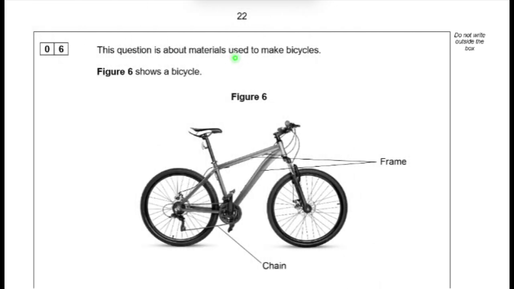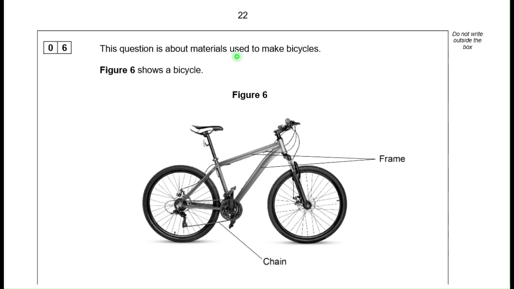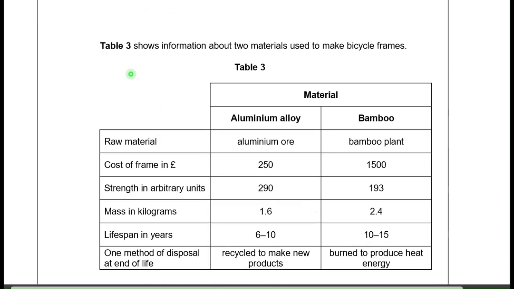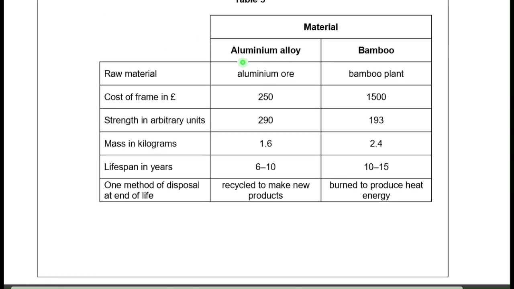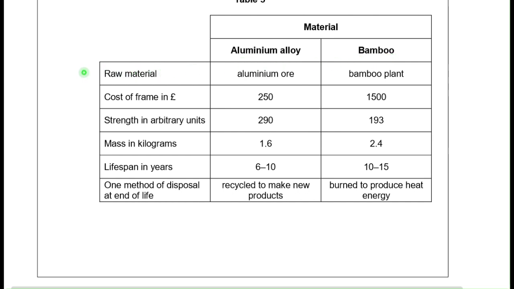This question is about materials used to make bicycles. Figure 6 shows a bicycle, and it's pointing to the chain and the frame. Table 3 shows information about 2 materials used to make bicycle frames. So, in one column you've got aluminium alloy, in the other column bamboo. Then different categories: you've got raw material down the left hand side, the cost of the frame in pounds, strength in arbitrary units, the mass of the frame in kilograms, the lifespan in years, and one method of disposal at the end of life.